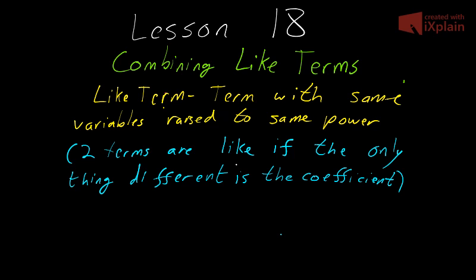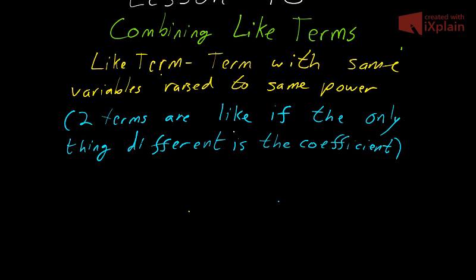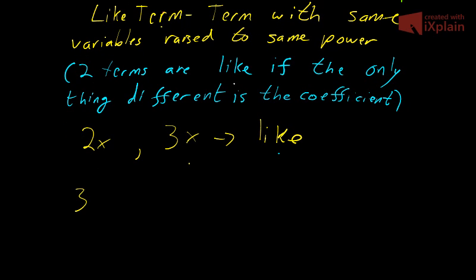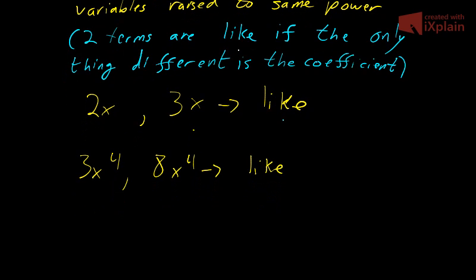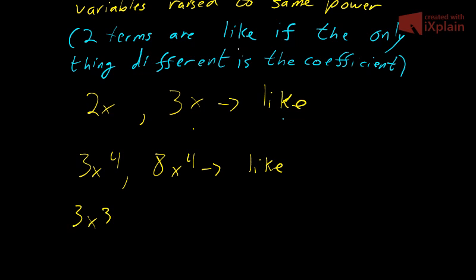So what that means is that 2x and 3x are like terms because they have the same variable, which is x raised to the same power, 1. If I have 3x to the fourth and 8x to the fourth, those are like terms. If I have 3x cubed and 8x to the fourth, those are unlike terms. And that makes us sad.